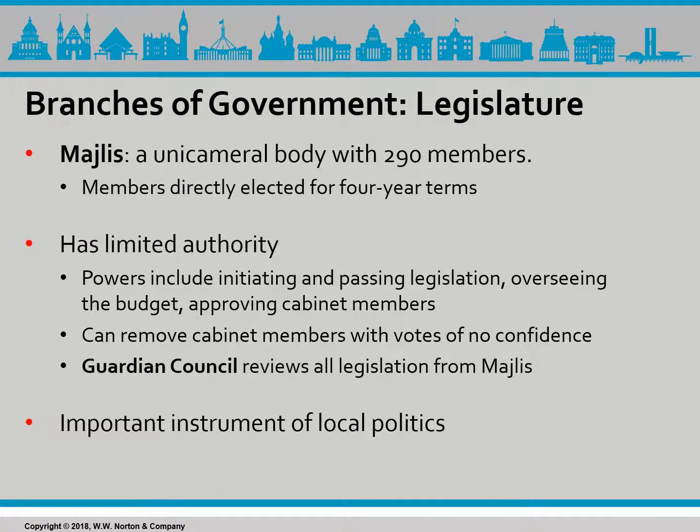Continuing, you have their legislative branch, which is the Majlis, the unicameral body with 290 members. They are directly elected for 4-year terms, and they have a task of, again, legislating according to divine law. There are currently 17 women in the Majlis, and there is 1 seat each for the Zoroastrian and Jewish communities and 3 for the Christian communities. So those religious communities are represented.